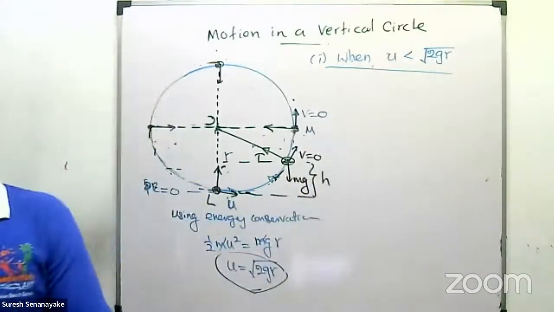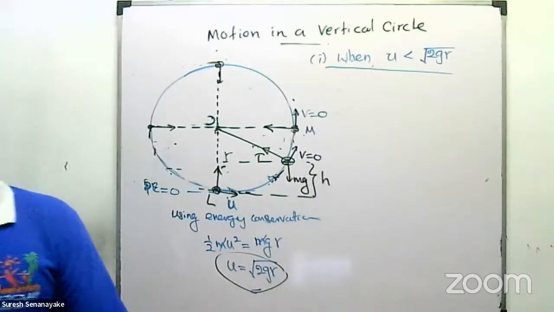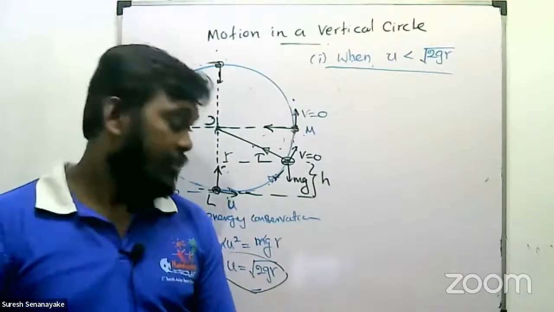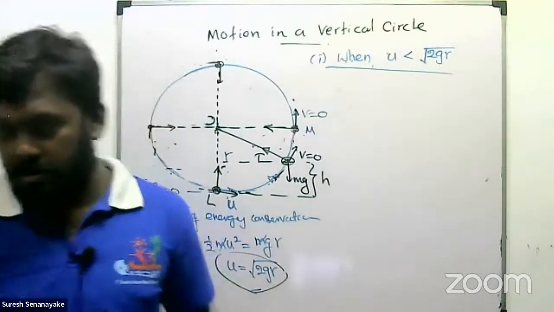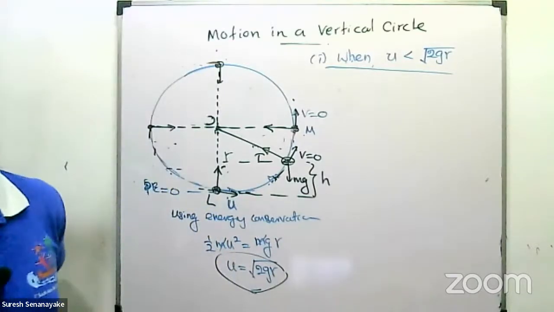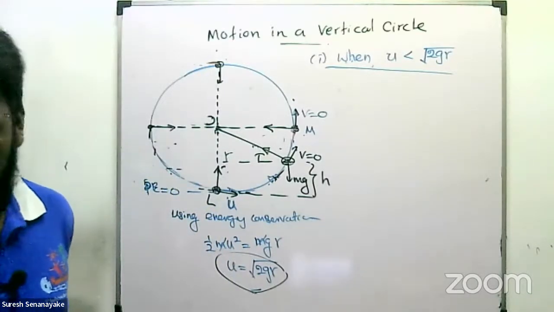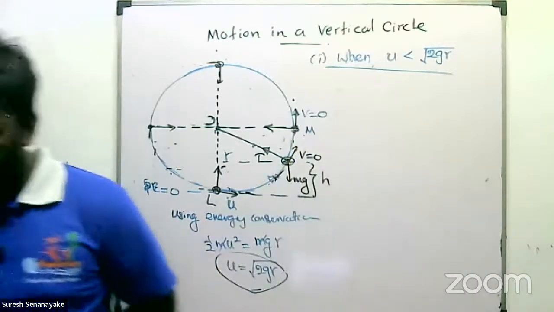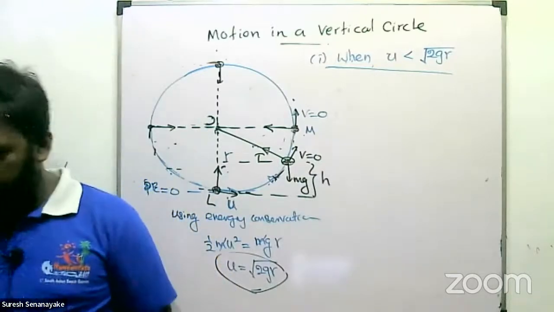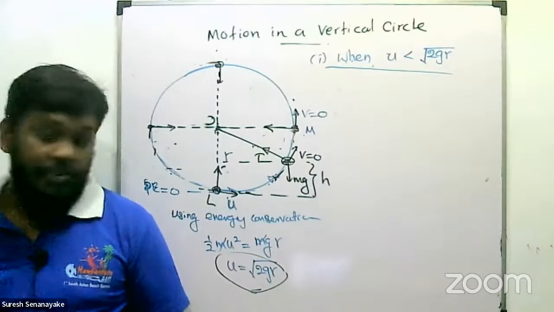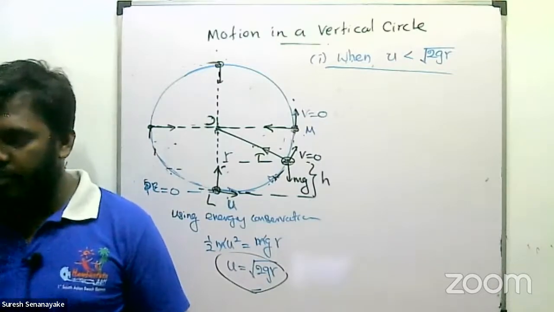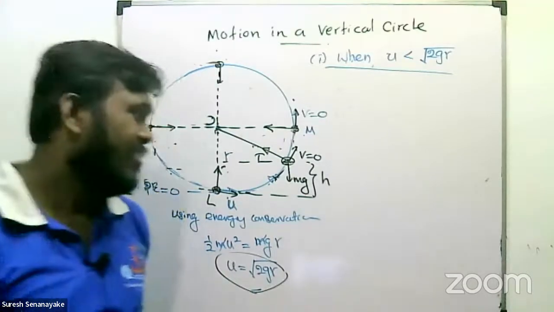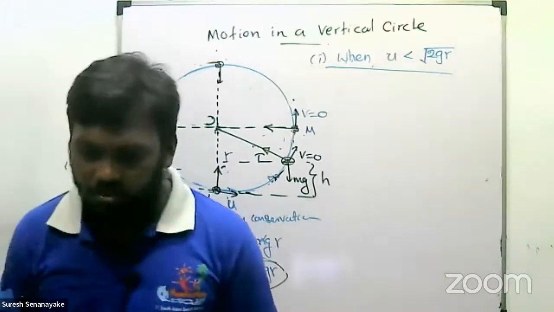You can write there: in this case, the body cannot cross the position capital M, the midpoint, right? It cannot cross the position M, and thereafter returns back towards the initial position.